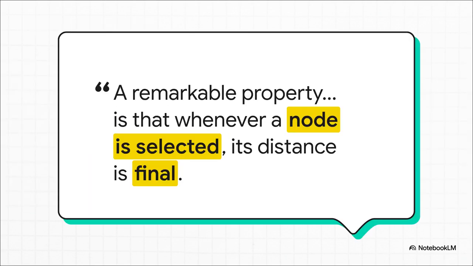This is so important. Unlike Bellman Ford, which might go back and revise a path's cost, once Dijkstra's picks a node to process, that's it. Lock it in. The shortest path to that node has been found, period. It never second-guesses itself, and that's what makes it so incredibly efficient.